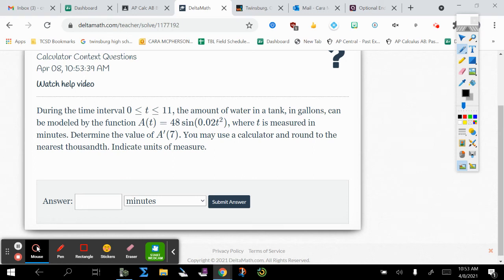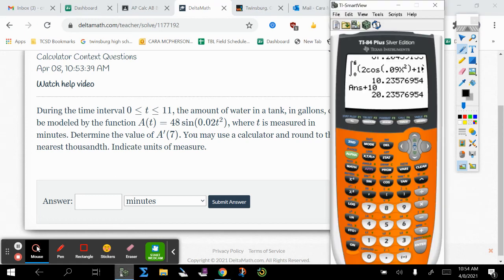Yeah. This one's actually totally different, but I will show you this. So this one's actually asking you to derive a function. I don't know if I've shown you this on a calculator before. It's giving this function A that is water in a tank and wanting to figure out what happens at the derivative at 7. So it's like you're finding a slope. Now, you could do this by hand, but it's a tremendous pain. So let me show you how to do it on a calculator.